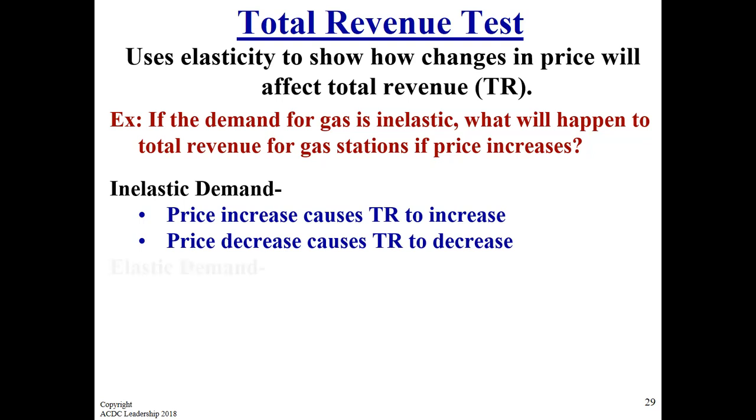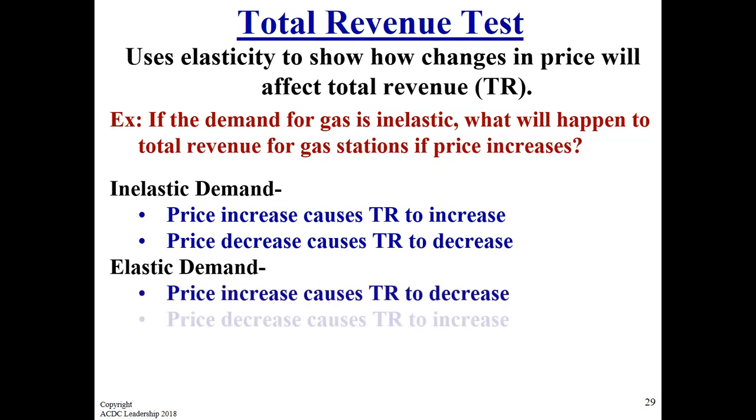Now, elastic: what's going to happen when the price goes up? Quantity demanded is going to go down a lot. So elastic is going to have an inverse relationship. Price up, total revenue down. Price down, total revenue up.